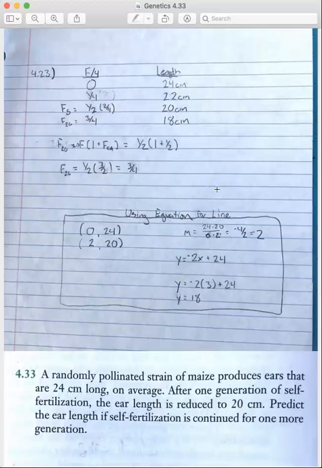You can also do it using an equation. Here we have our paired data, 0, 24 and 2, 20. With that, you can calculate a slope: 24 minus 20 over 0 minus 2 equals -2. That's your slope. Put it into the equation Y equals -2x plus the y-intercept, where x is 0 and y is equal to 24. Now you just substitute that 3 in there: 3 times -2 plus 24 equals 18.